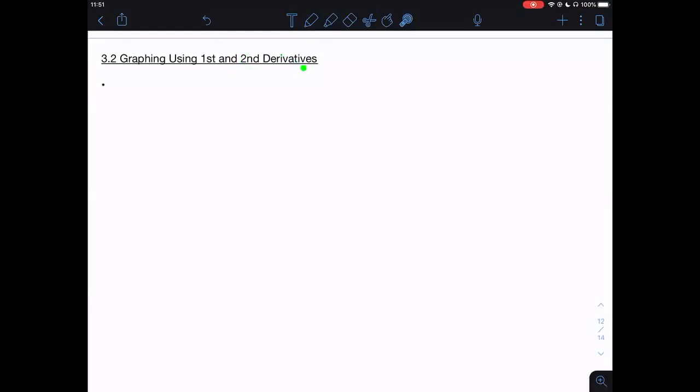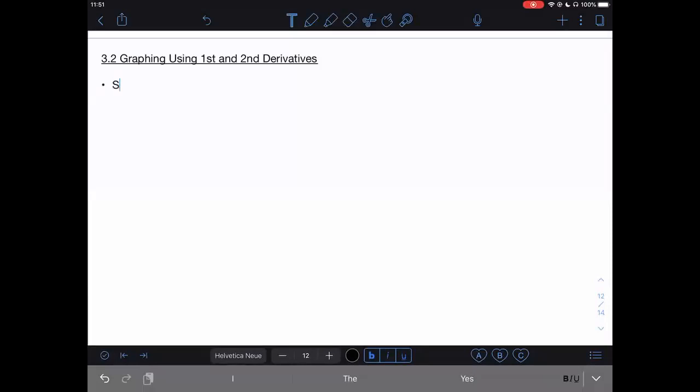Now, in the second section here of chapter 3, we're going to be looking at the second derivative and what the second derivative tells us about our original function of x. What we're going to do is use the second derivative of a function in order to find what's known as the concavity of that function. In other words, the curvature, the type of curve that function seems to be displaying.